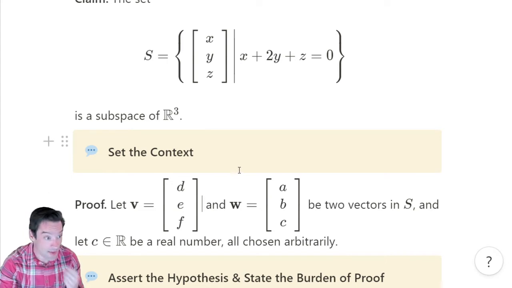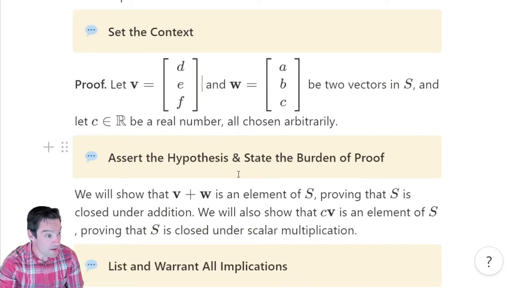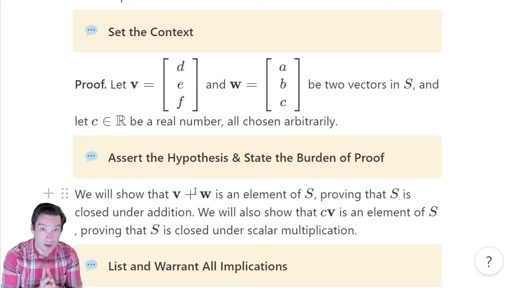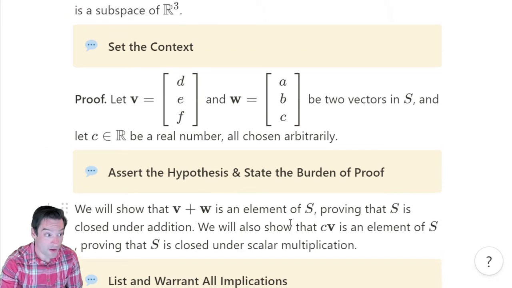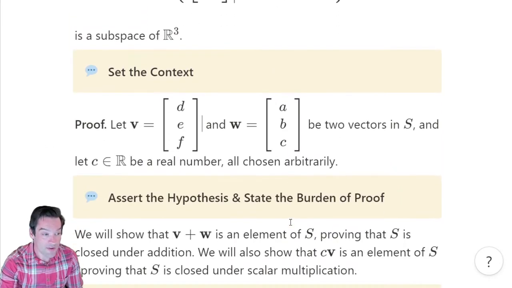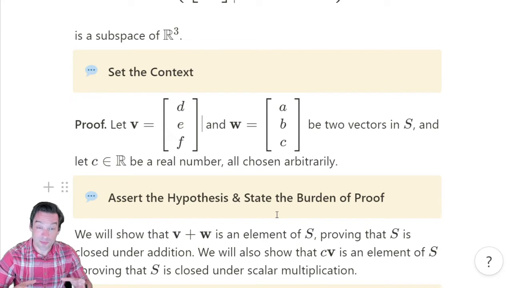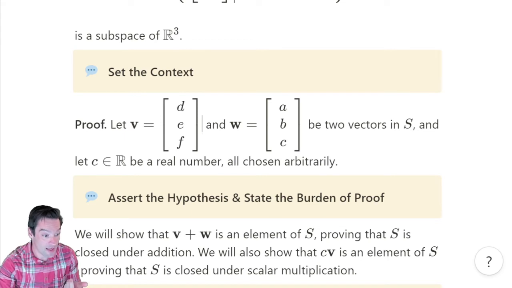Then we're ready to state the hypothesis and the burden of proof. So we're going to show, this is the burden of proof, that the sum v plus w is an element of S, and that will prove that S is closed under addition. And then we'll also show that c times v is an element of S, and that proves that S will be closed under scalar multiplication. So all of this stuff ends up in our final written proof, even though it's stuff that when we're just working on a cocktail napkin, that's just kind of up in our head. It's often stuff that we're taking for granted.